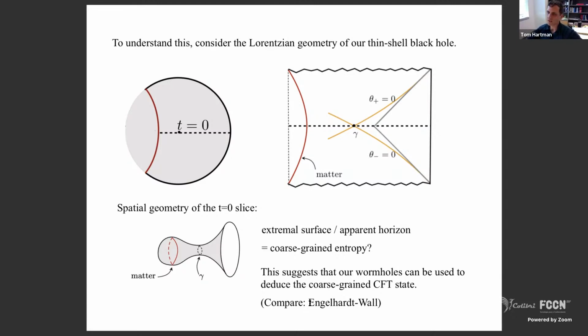This idea that apparent horizons like this one are associated to coarse-grained entropy is one that's been studied in detail by Engelhardt and Wall, and they have a proposal for how to coarse grain a bulk geometry. What I'm going to describe has a similar motivation, but it's a bit different because I want to give a CFT formula. Our goal here is to derive an explicit CFT formula for the coarse-grained state. Their picture is more on the bulk side. We're trying to get a CFT formula. Ultimately, I think that they should agree, although we don't understand precisely how to get from one to the other.